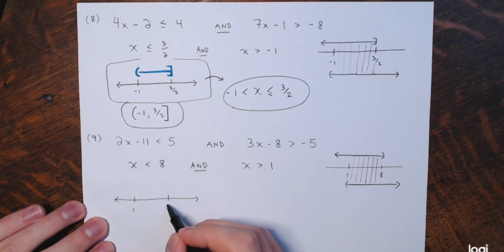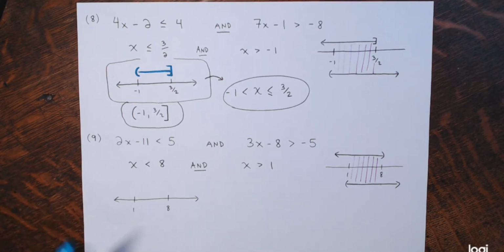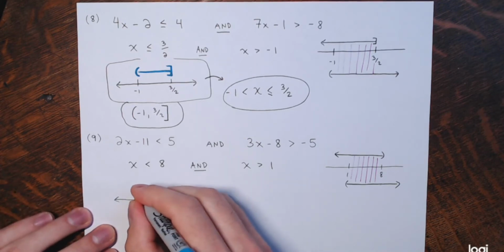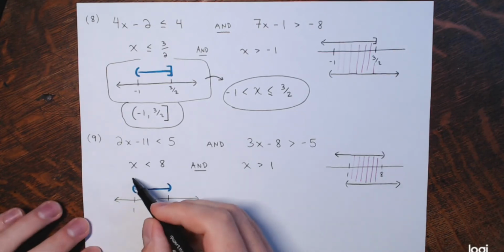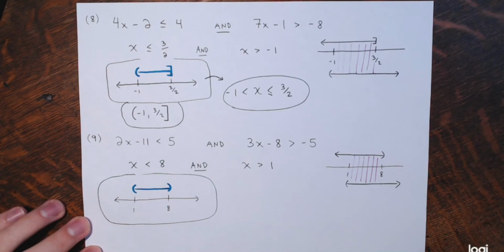So here's 1, here's 8. And it's just the numbers in between, right? Not including 1 or 8. Right? So parentheses on both of those. So there's the final graph.